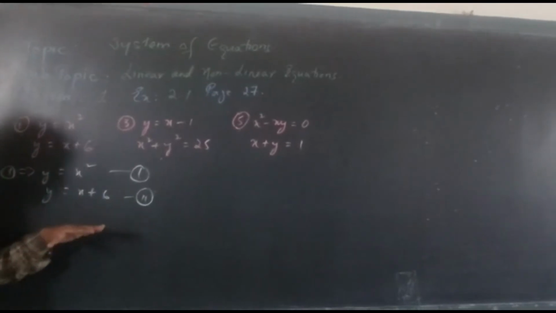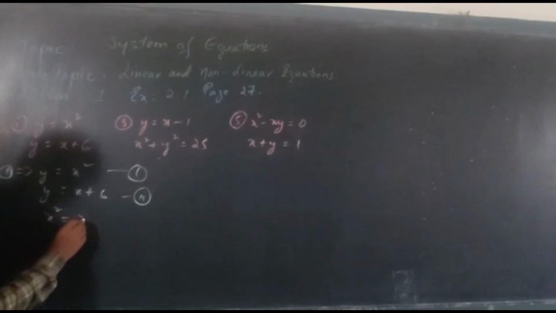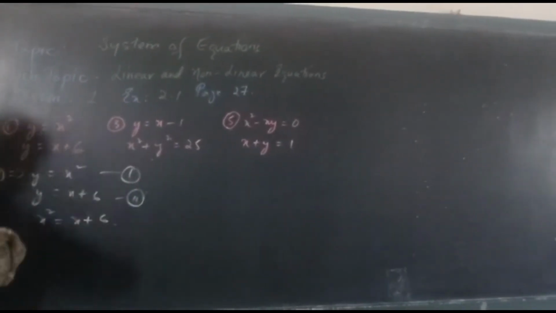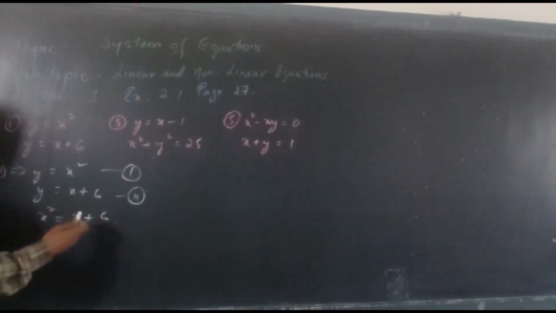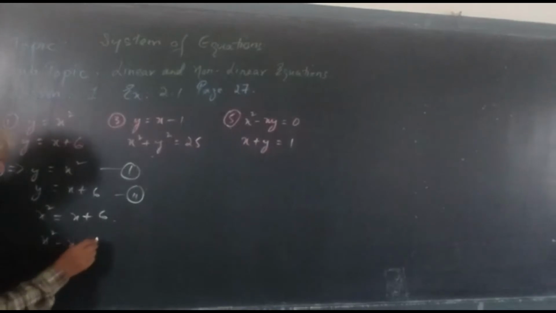I want you to hear me well. So let's say x squared is equal to x plus 6. Now we'll make it into a quadratic form. That is, we bring all the variables and the constant term to one side. Let's say x squared minus x minus 6 is equal to 0.